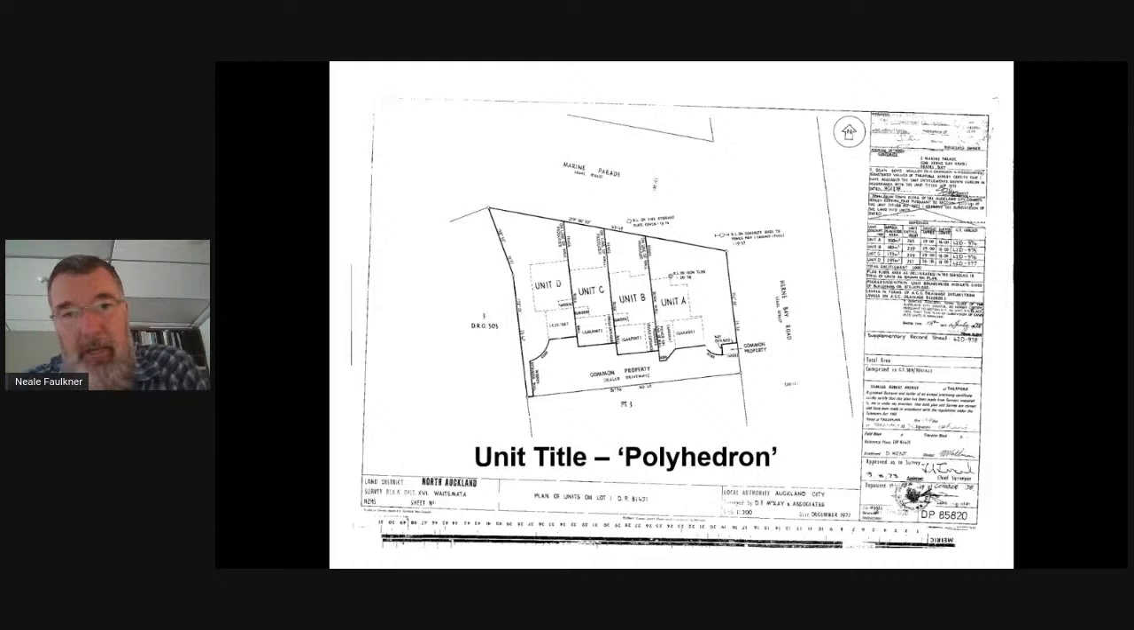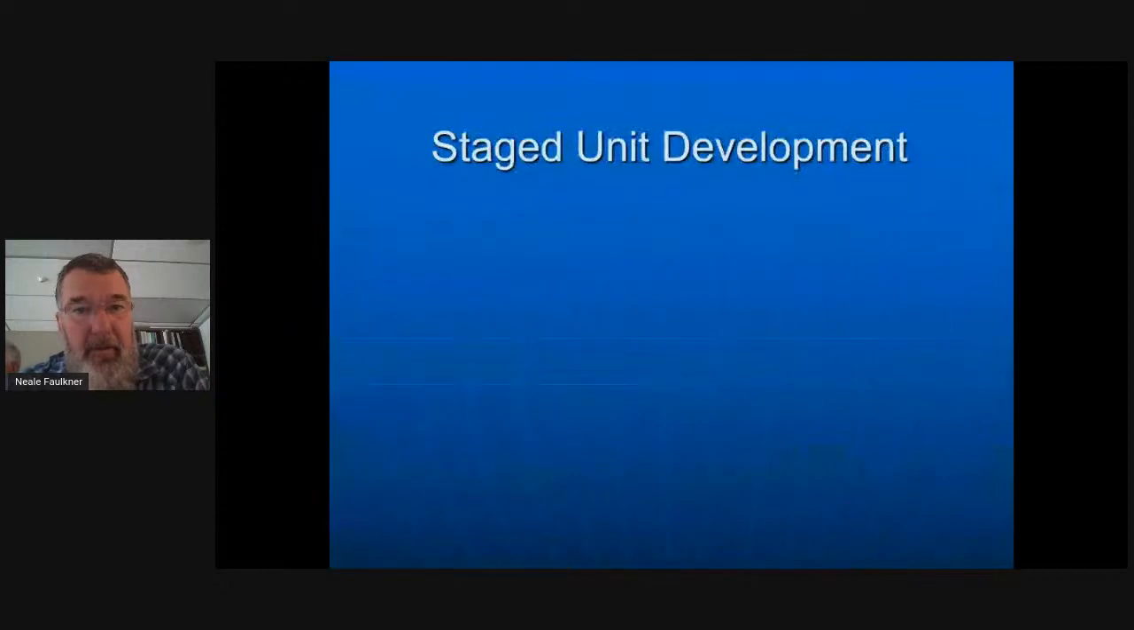Horses for courses, it depends on how it is. Like on this polyhedron, for example, these units are side by side, and the polyhedron is probably not a bad idea. Once you start stacking them, then the polyhedron probably doesn't work that well.